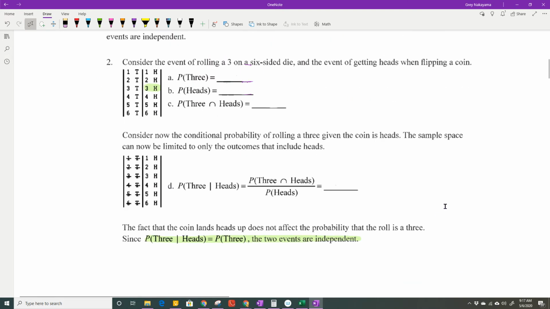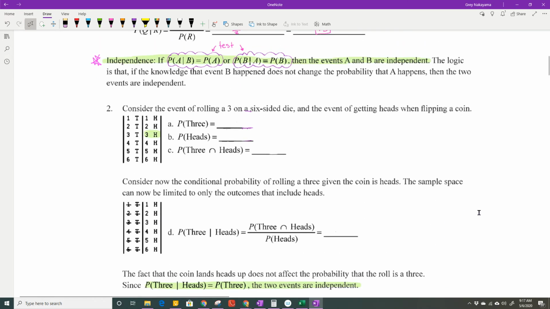Consider the event of rolling a 3 on a 6-sided die, and the event of getting heads when flipping a coin. So I went ahead and put the sample space here. Makes it a little bit easier for you. So what's the probability of getting a 3?